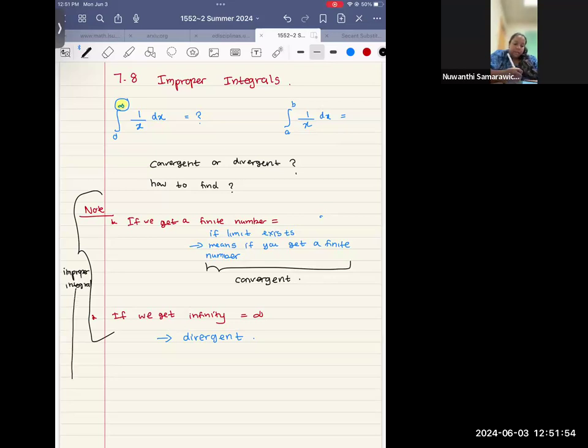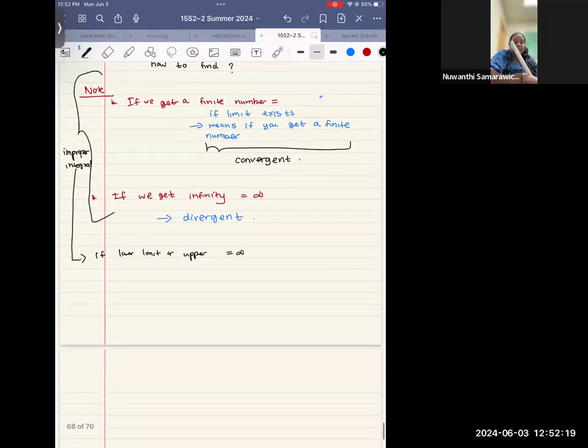So that means if the lower limit or upper limit is equal to infinity, we get a convergent or divergent thing when we substitute the lower limit or upper limit, then we say this whole thing is an improper integral. Okay, now let's see how to solve these kinds of problems.